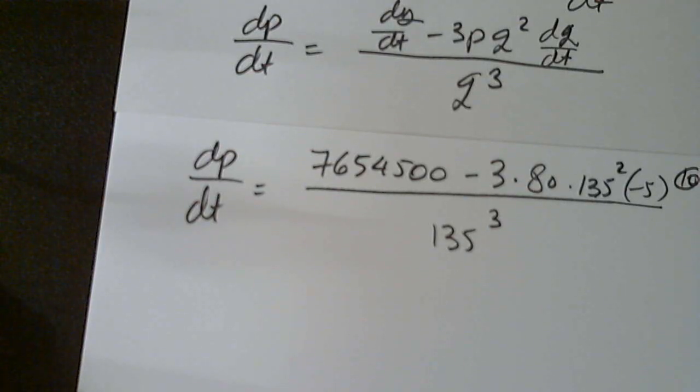So, parentheses, 7, 6, 5, 4, 5, 0, 0, minus. No, plus, because the negative 3 and the negative 5, plus. 3 times 5, 15, times 80, times 135 squared, close, divided by 135 cubed.